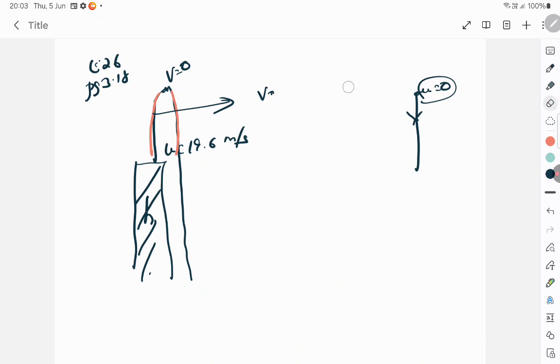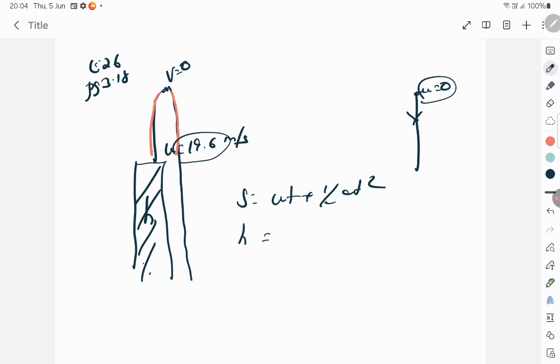You can straight away use the formula s is equal to ut plus half at square, where s is the displacement, not distance. Because it is the change in position. If you remember, it's x minus x naught in the derivation that I taught you yesterday. Just change in position. s is equal to ut plus half at square, where s will be the displacement, which will be the height of the tower.